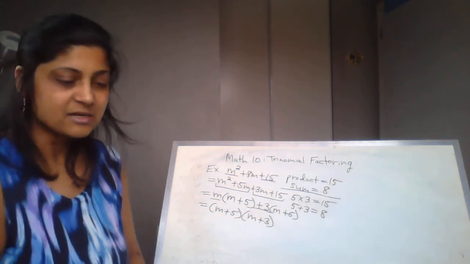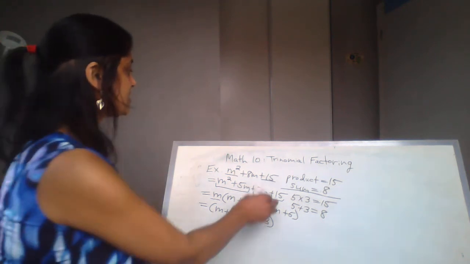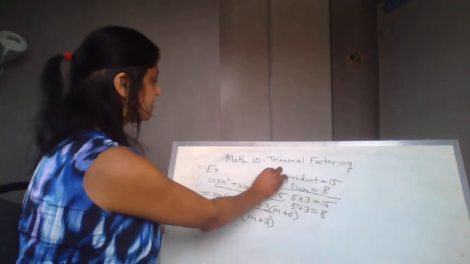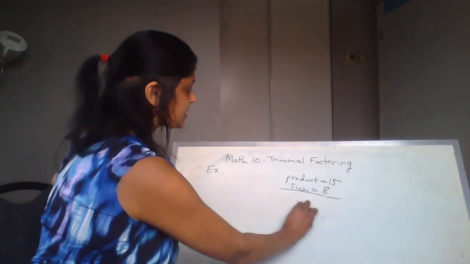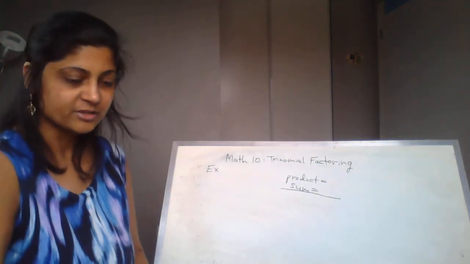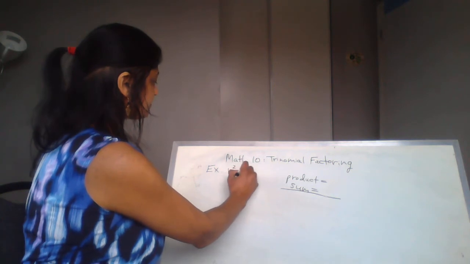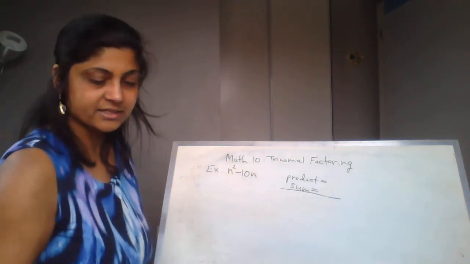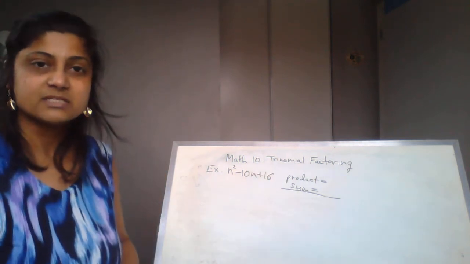So let's try one example here. Okay, and we're going to try changing the signs around. Okay, so it might be just a little bit tricky. Okay, let's take an example here. Okay, from the textbook. Okay, we'll keep the product and sum on the board here. So let's try this one. Okay, so n squared minus 10n, okay, plus 16. Okay, does everyone see that?